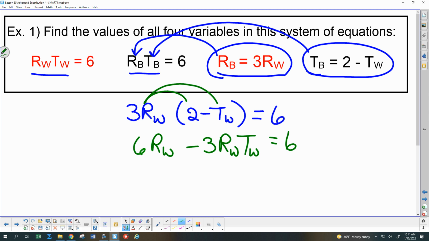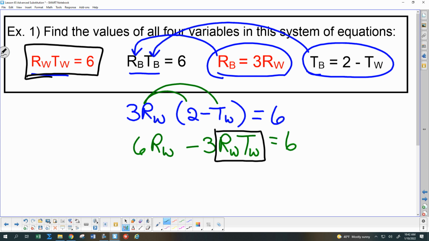So far I've used the last three of those four equations, haven't I? Haven't happened to do anything with the first one yet. So please notice this first one says RWTW equals 6. Anytime I know RW gets multiplied by TW, that's the same as the number 6. Instead of a single letter substitution, I'm going to do a double letter substitution today. Do you see how I've got that RW times TW right there?